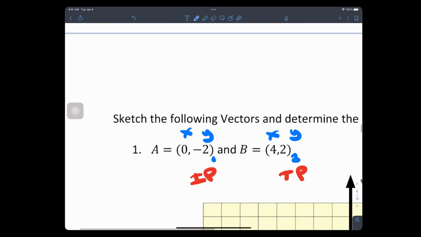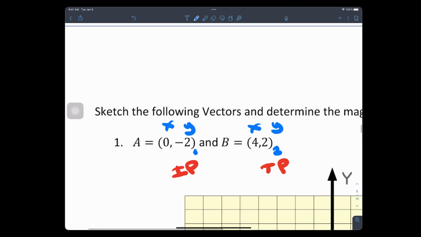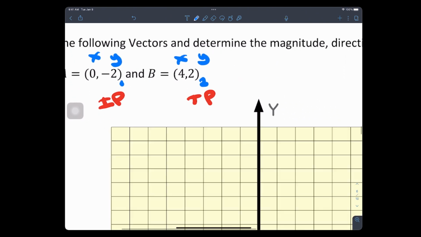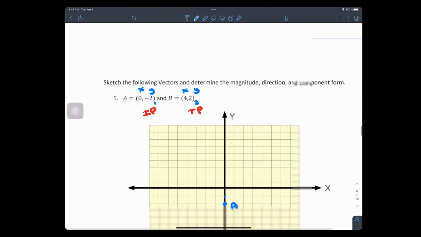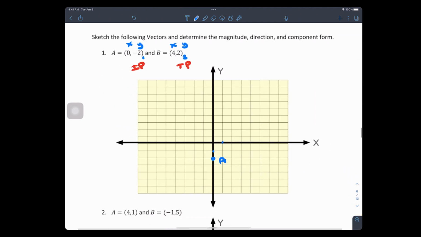Because here's your address. Where is B? B is at (4, 2). So you're going to go to the right 1, 2, 3, 4 units. You're going to go up 2 units. So here's location B. Okay? So when you draw the vector, just draw an arrow.